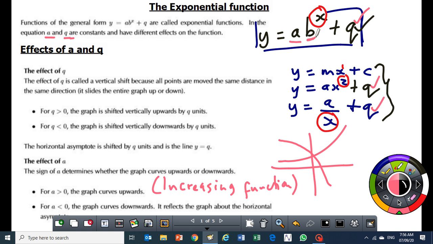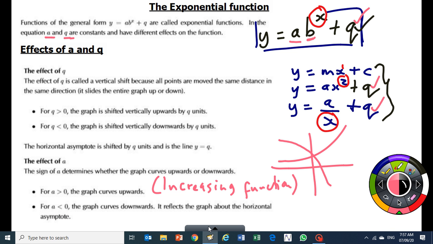The value of A determines the curvature, whether it is an increasing function or a decreasing function. And the other thing as well, this is very important. If A is less than 0, generally it means the curve will be below the asymptote. If it's positive, then it will be above the asymptote. So here it will be a decreasing function.